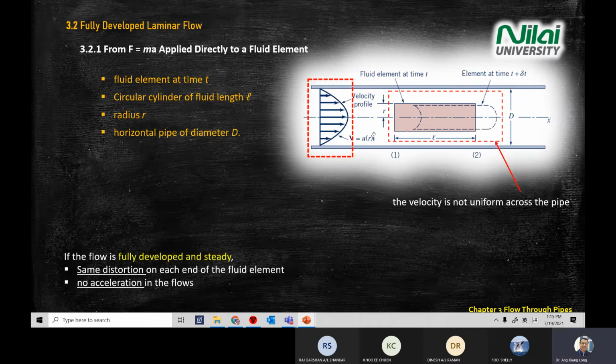All right. So in this case, we know that since we're having a parabolic profile, then we're having a non-uniform flow.